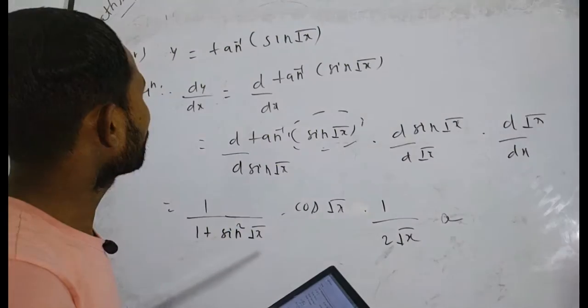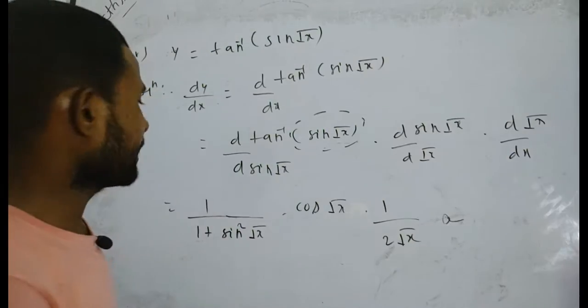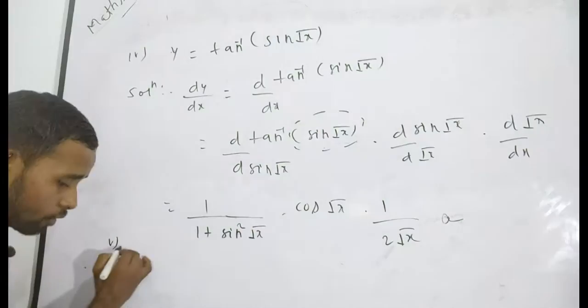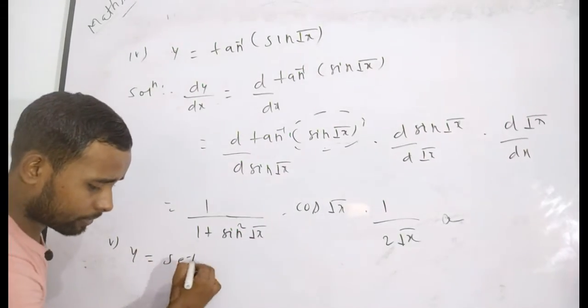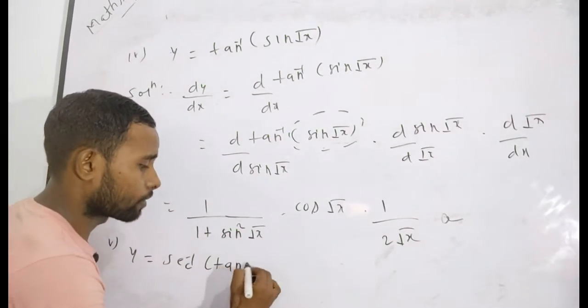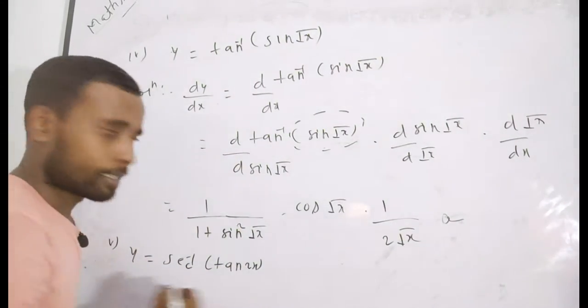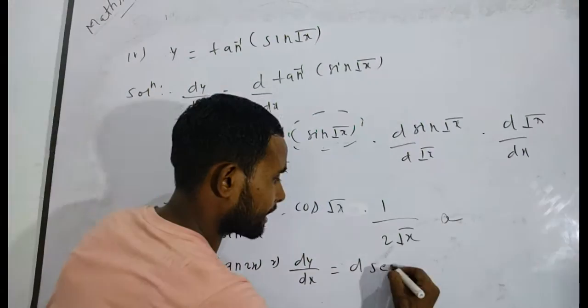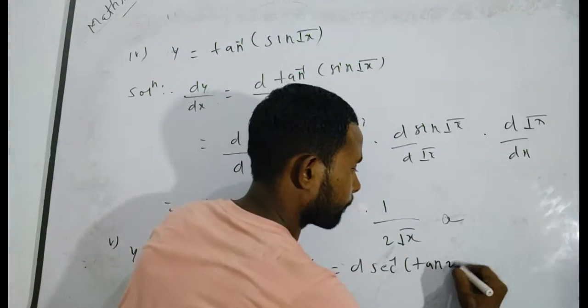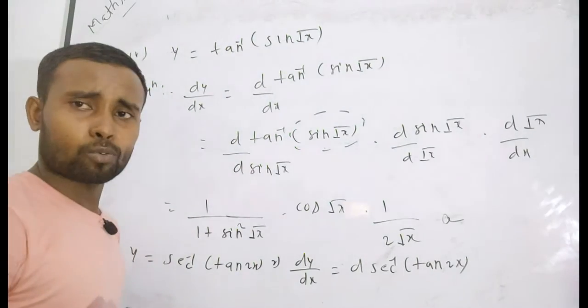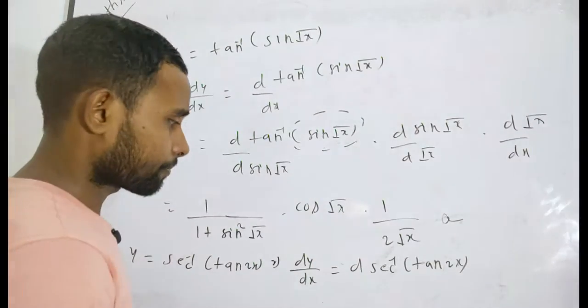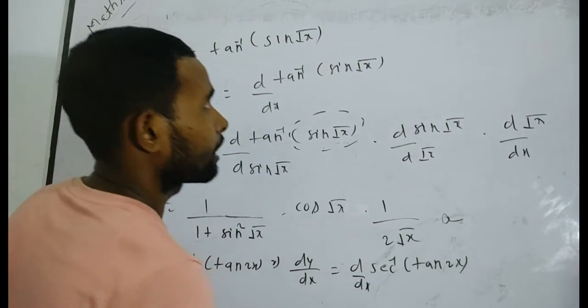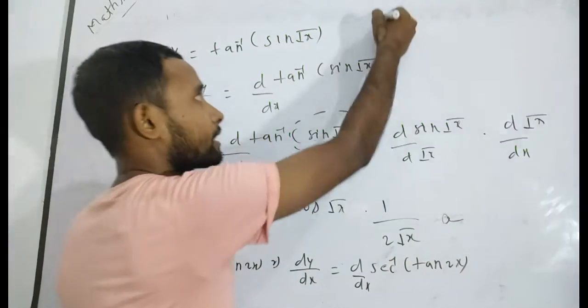Sec inverse tan 2x. I think you understand. Next question, question 5: y is equal to sec inverse tan 2x. That implies that you have to differentiate on both sides. dy/dx is equal to d of sec inverse tan 2x, again with respect to x. Now I want to express it in standard form.